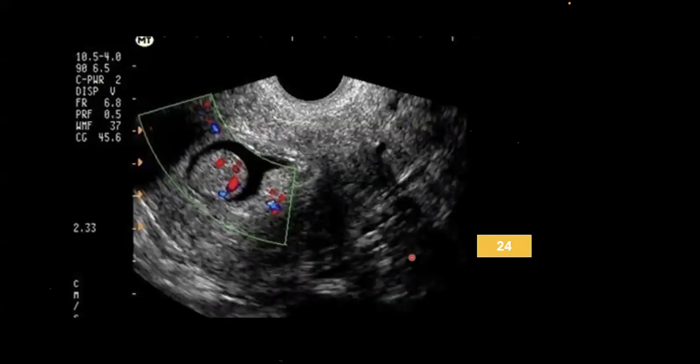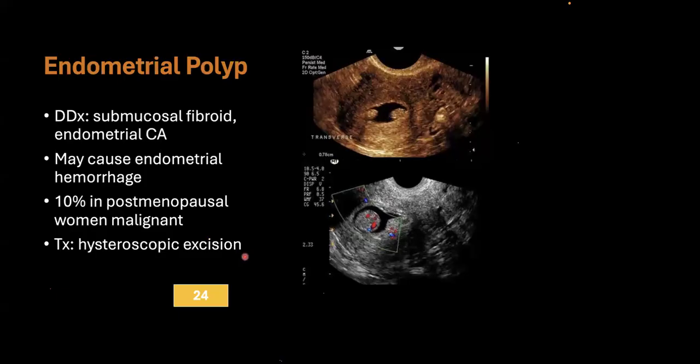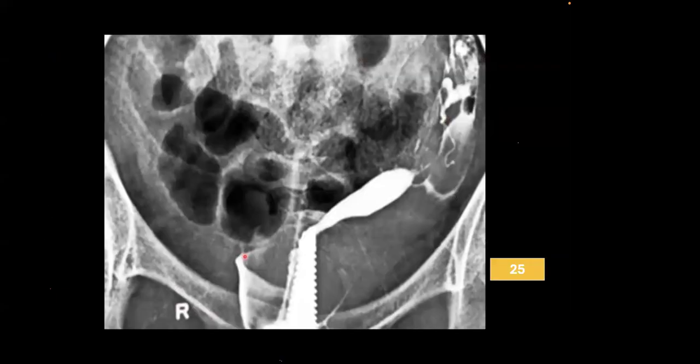So most of you got this correct. This is a polyp, endometrial polyp. Here we can see this is a well-defined filling defect. This is also an endometrial polyp, right? Okay, so the closest differential is submucosal fibroid, sessile or pedunculated, any of those.